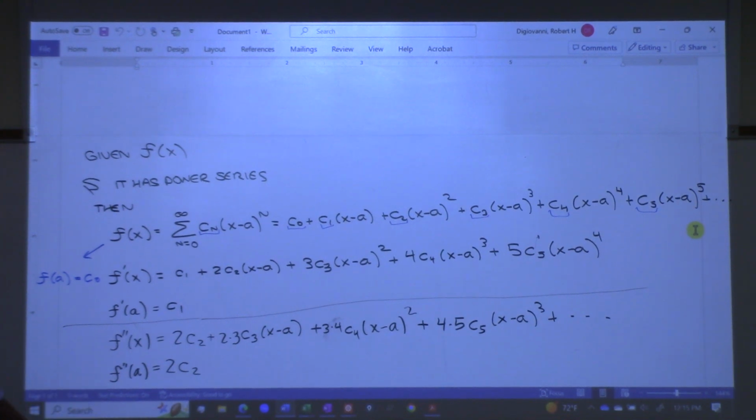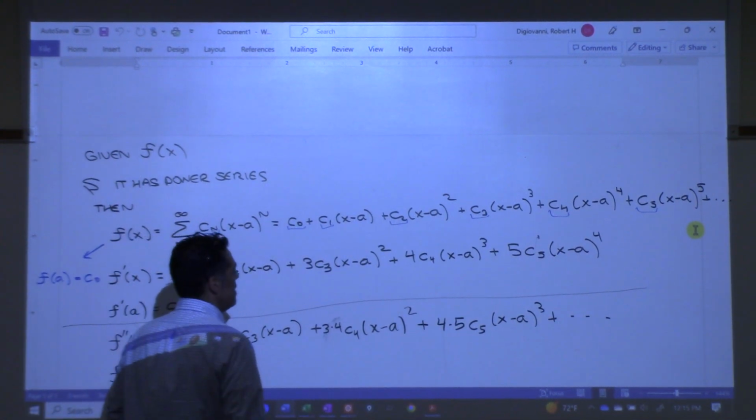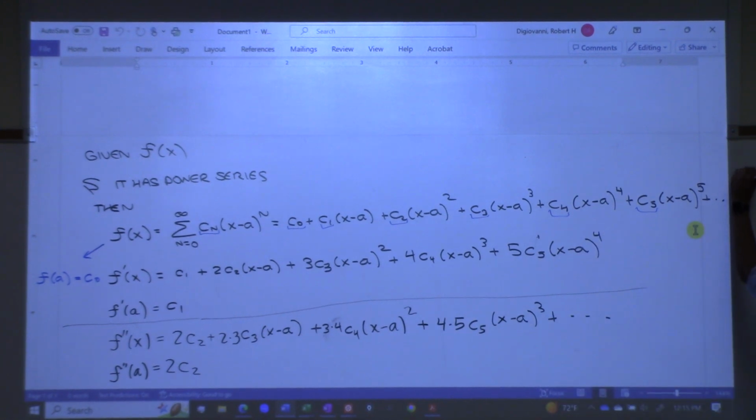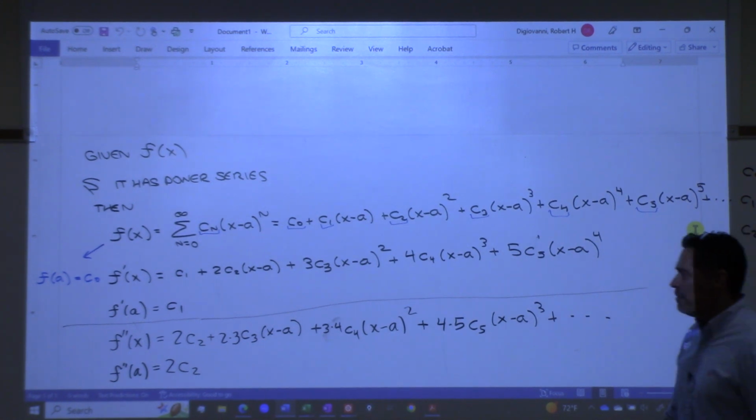Right? So let me kind of put a list. It's going to be off camera, but this is what I have. I have that c sub 0 is the function at a. I have c sub 1 is the derivative of the function at a. I have c sub 2 is the second derivative of the function at a over 2. Right? And now I'm going to go again, and I'm going to do the derivative a third time.